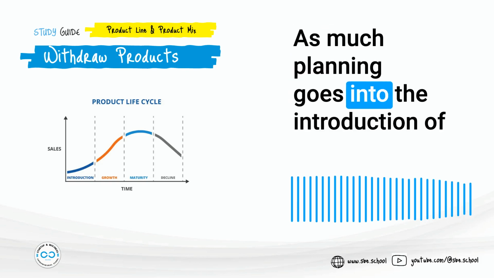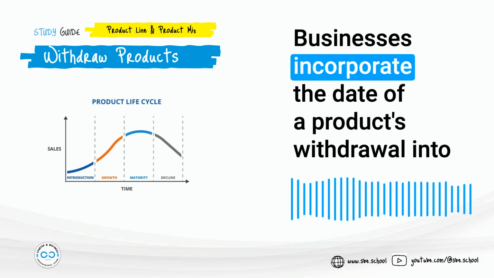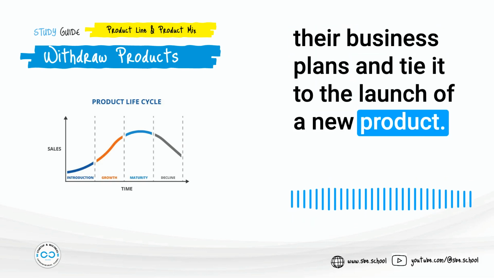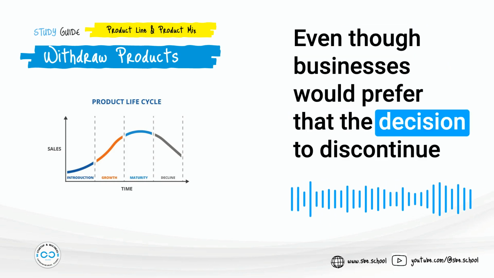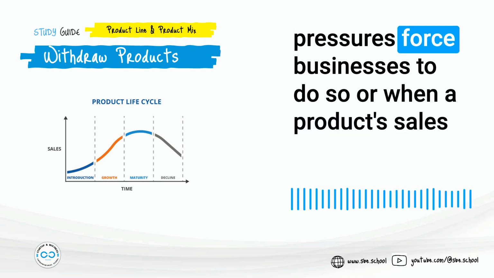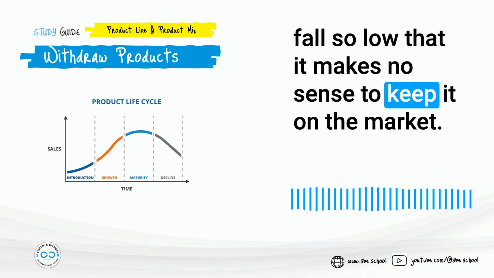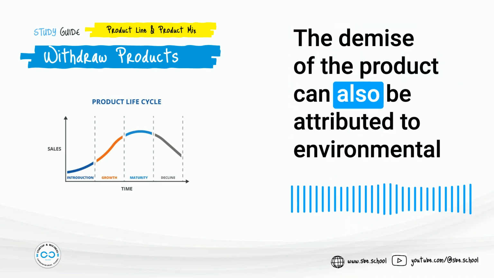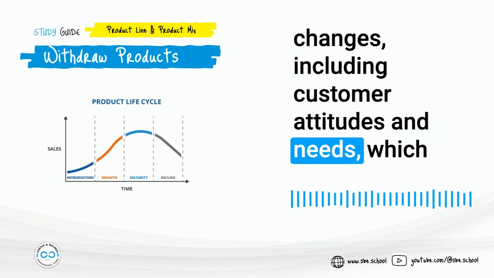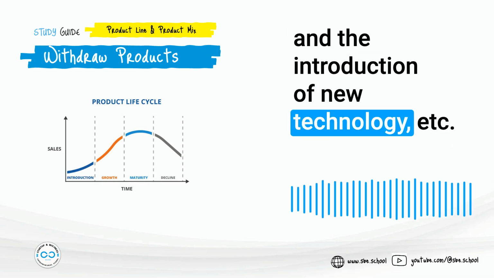As much planning goes into the introduction of a new product as it does for product withdrawal. Businesses incorporate the date of a product's withdrawal into their business plans and tie it to the launch of a new product, even though businesses would prefer that the decision to discontinue a product be deliberate. There are times when competitive pressures force businesses to do so, or when a product's sales fall so low that it makes no sense to keep it on the market. The demise of the product can also be attributed to environmental changes, including customer attitudes and needs, which have been hastened by market forces like competition and the introduction of new technology, etc.